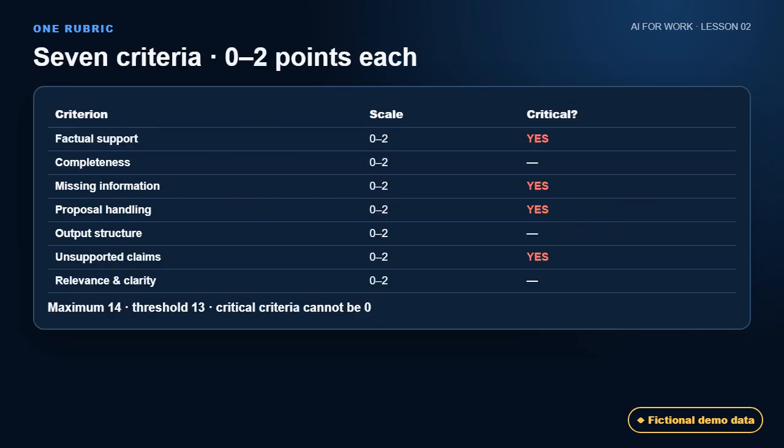We will use one rubric for both outputs. It has 7 criteria: factual support, completeness, missing information handling, proposal handling, output structure, unsupported claim control, and relevance and clarity. Each criterion receives 0, 1, or 2 points. The maximum is 14. The demonstration threshold is 13, but factual support, missing information handling, proposal handling, and unsupported claim control cannot score 0. This means a high total cannot hide a critical defect.